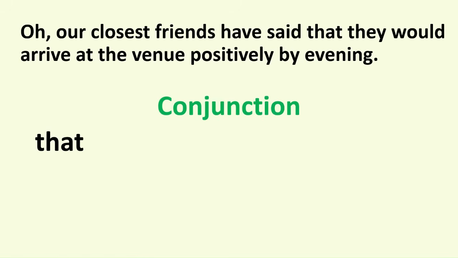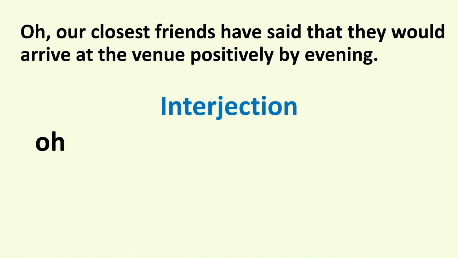The sentence has one conjunction, and the conjunction is that. Two units to be joined: our closest friends have said. That is one part of the sentence to be joined. Then the other part is they would arrive at the venue positively by evening. So these two clauses need to be joined together, and the joining element is called conjunction. Therefore, the word that is the conjunction.